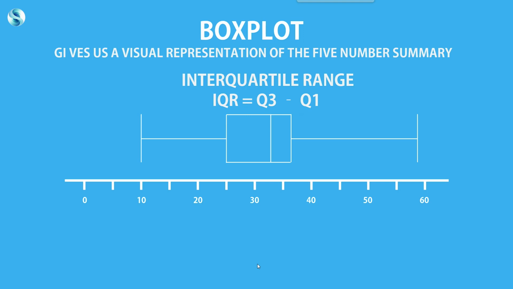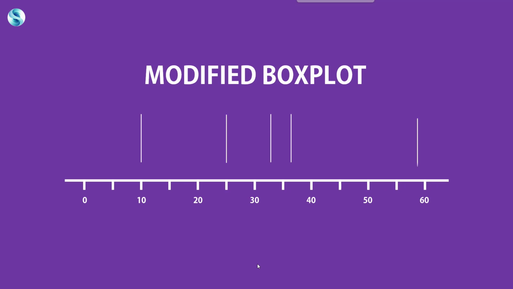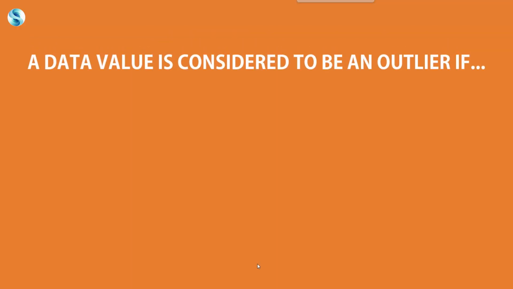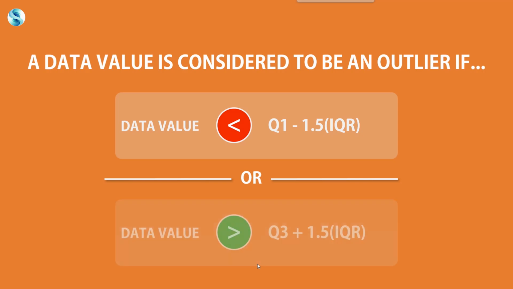We can also have something called a modified boxplot. It is like a regular boxplot except it accounts for outliers. Sometimes outliers in the dataset aren't that obvious. However, we can mathematically check if a dataset has an outlier in it. We say that a data value is considered to be an outlier if the data value is less than Q1 minus 1.5 times the IQR, or if the data value is greater than Q3 plus 1.5 times the IQR.